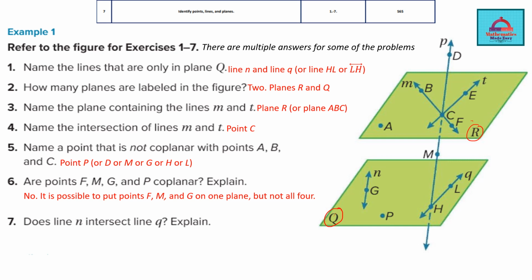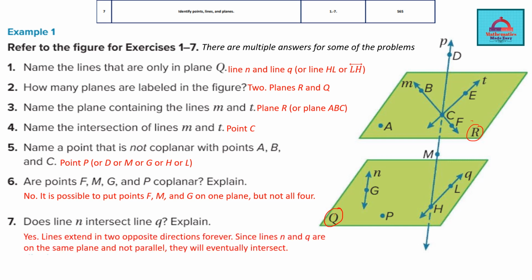Does line L intersect line Q? Line L, line N, sorry. So this is line N, as you can see. Does it intersect line Q? Both are different. One is here, one is here. So they are not meeting at all. Therefore, they are not meeting. So the answer is yes, the lines extend in two opposite directions forever.